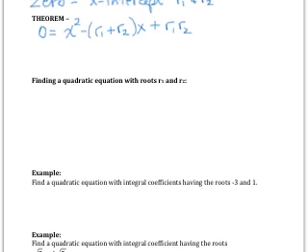Now, to find a quadratic equation with these two roots, we're going to do a few easy steps. First, we're going to sum the roots. So we're going to add the roots. So basically what we're doing is we're going to build an equation with the answers that we're used to getting. The second thing, we're going to multiply the roots.